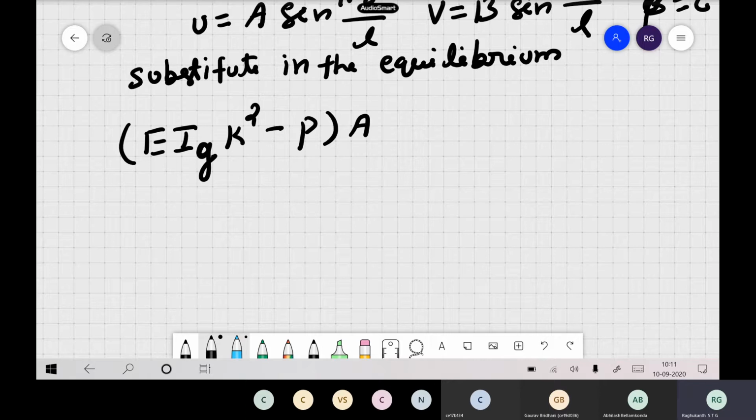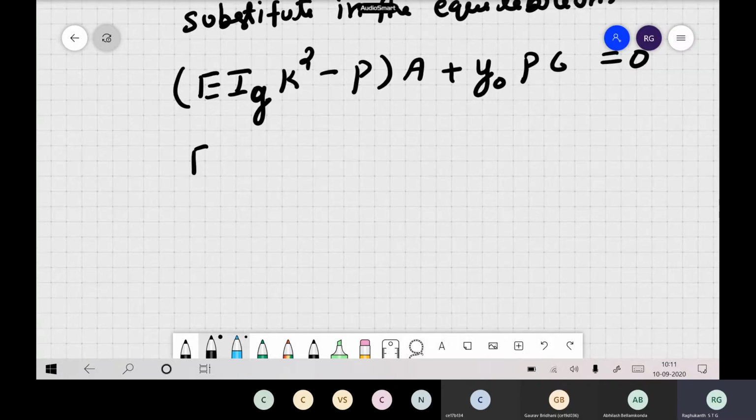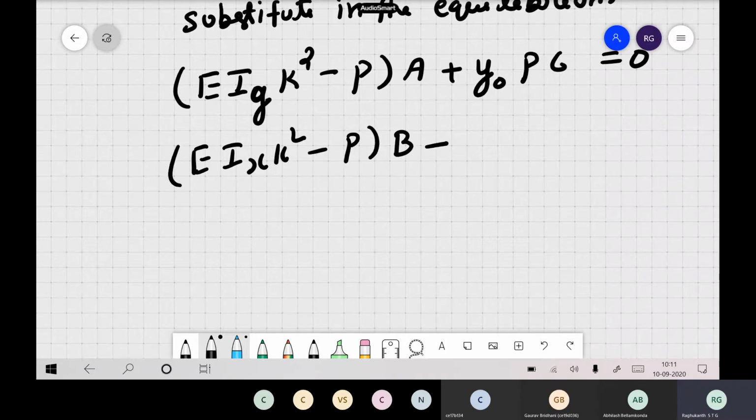You have to just calculate u double dash, v double dash, and all those things. So the first one: plus y naught P times c is equal to 0. The second one: E Ix into k square minus P into b, minus x naught P times c is equal to 0.